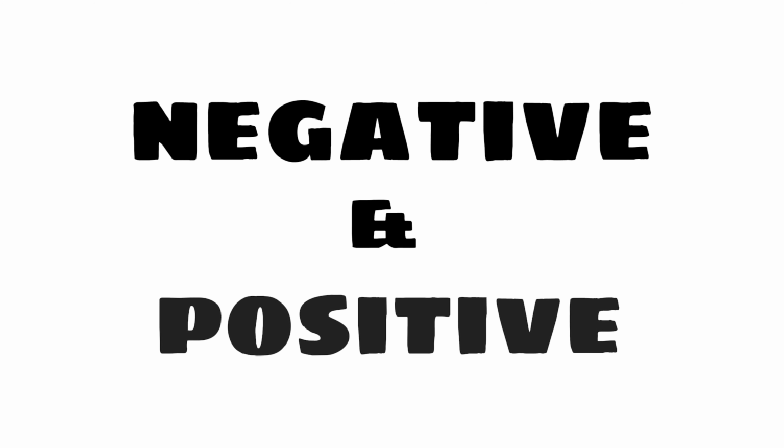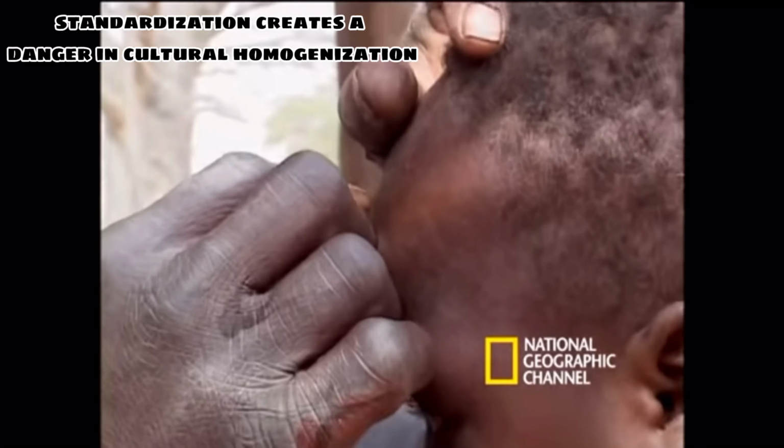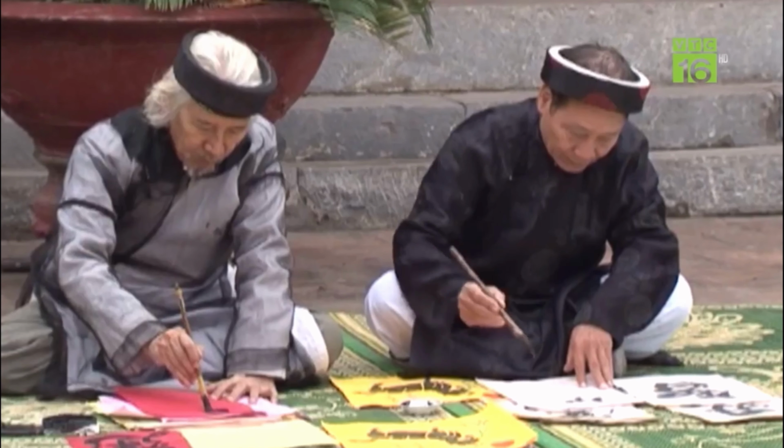Here our group will give out some negative and positive consequences of standardization. Firstly, we will go through the negative impact. Standardization creates a danger of cultural homogenization, thus making many countries lose their uniqueness and diversity. The cultures will soon die down and the world will no longer have any colors.